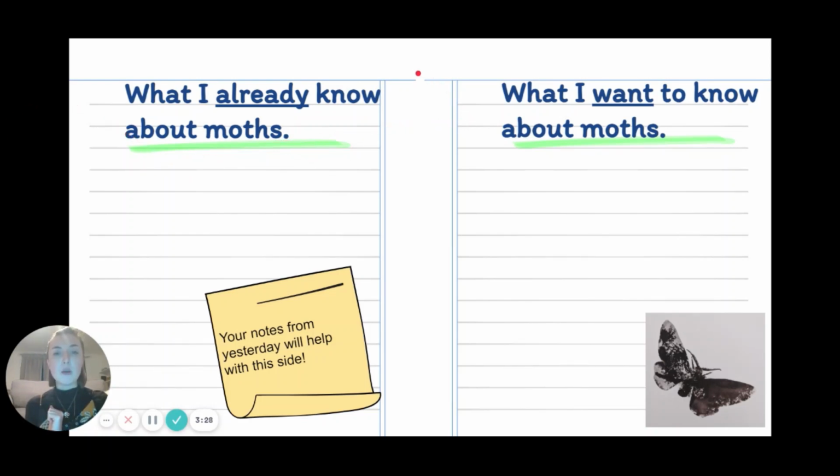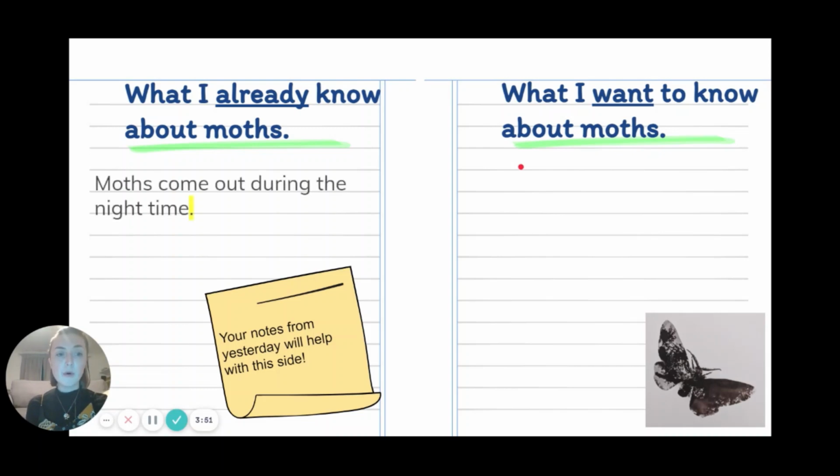So you are going to split your page into 2 down the middle. And on this side, you are going to write what you already know about moths. This is where your notes from yesterday will help you, because we found out lots of facts about moths, didn't we? You might also know some of your own. When you've done that on this side, you're going to think about what you want to know about moths.